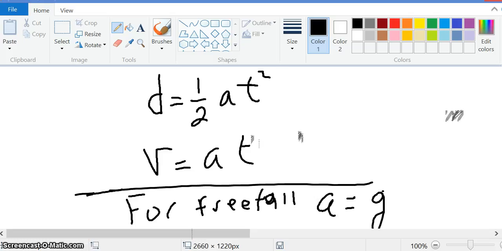Of course, remember, acceleration could be positive or negative. And the other equation that describes how the velocity changes with time when there is an acceleration is this one. The velocity is the acceleration times the time. Okay, so these two equations are general.